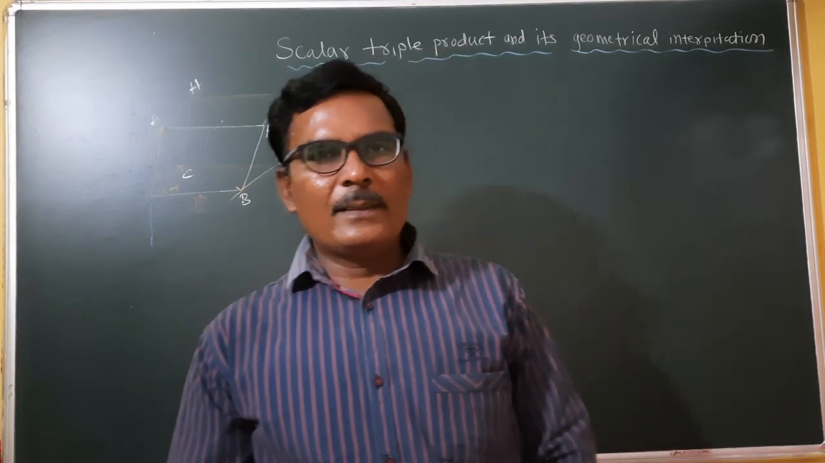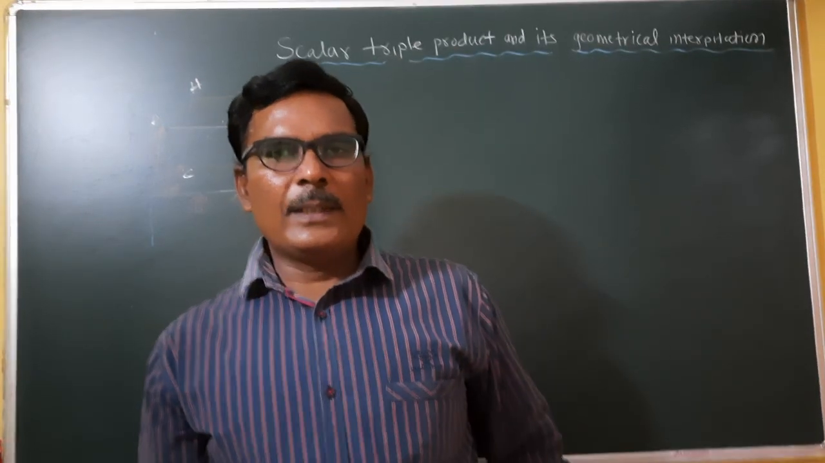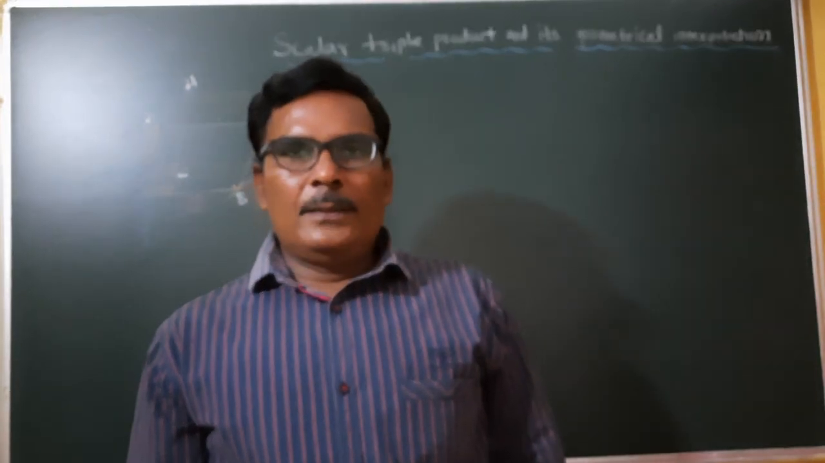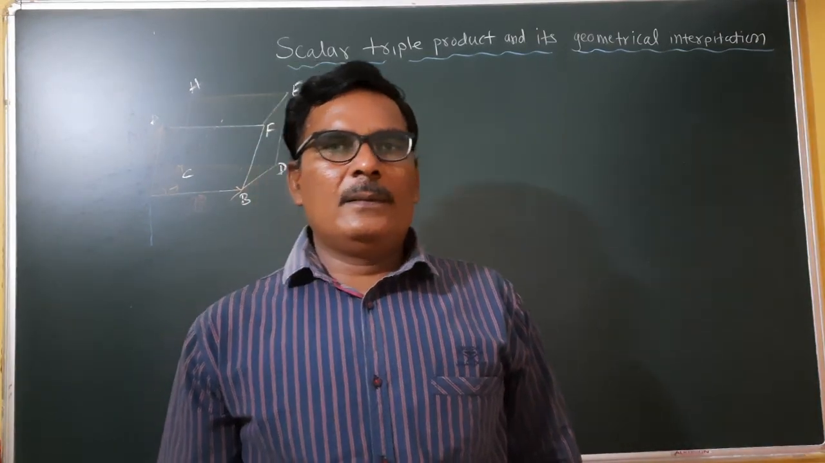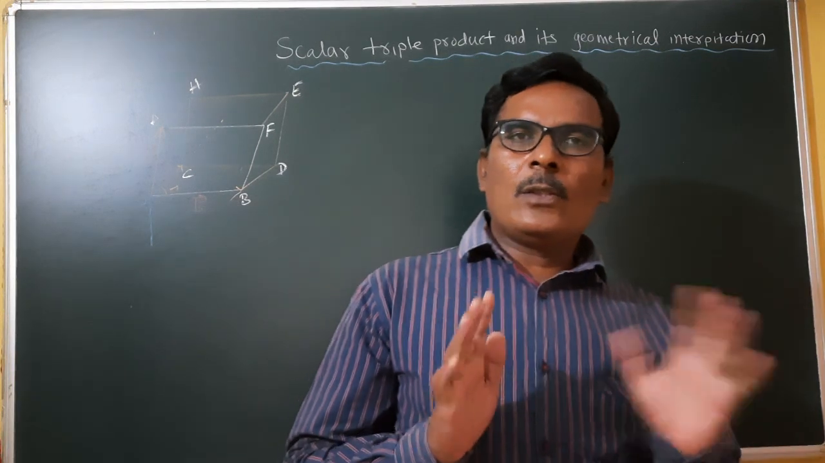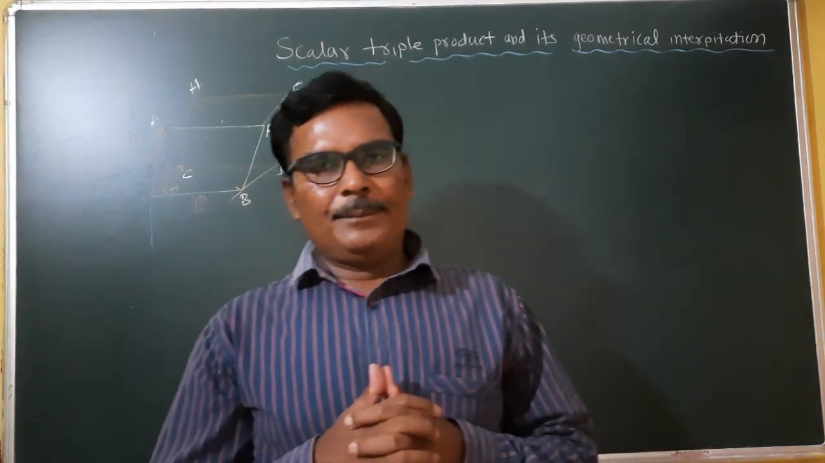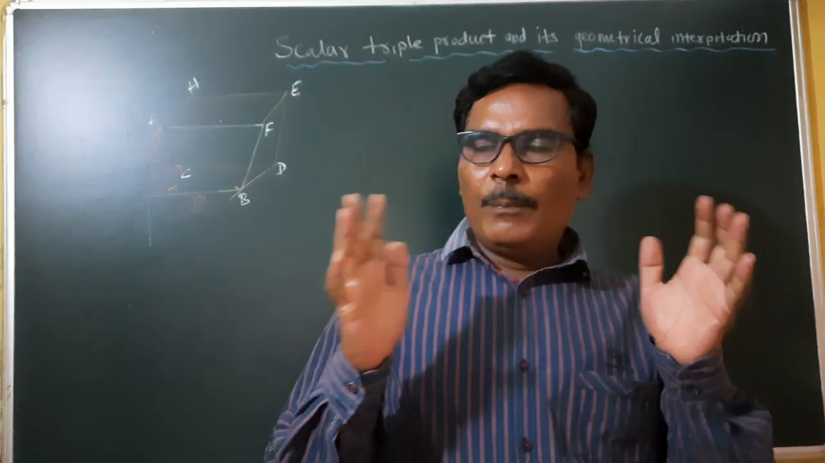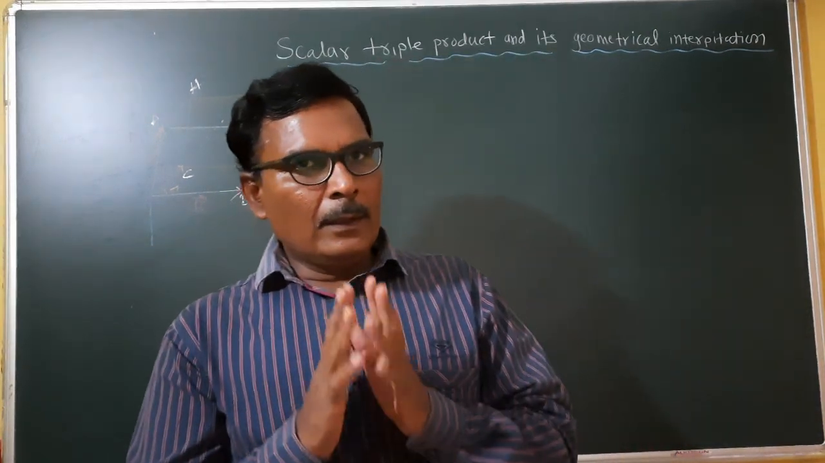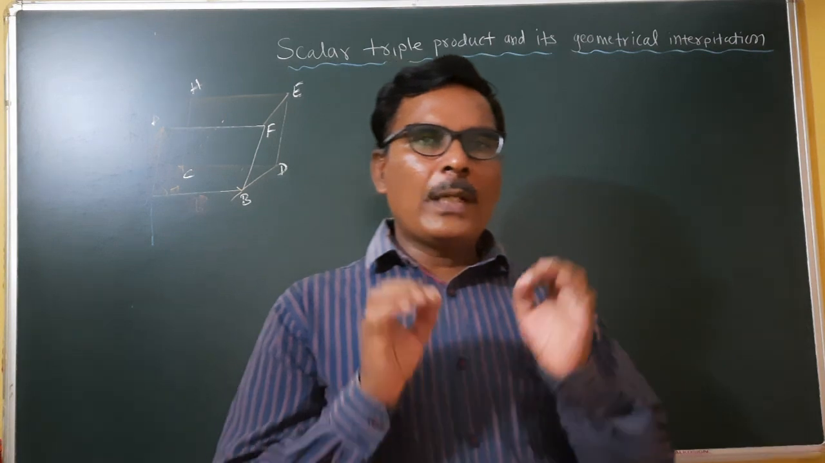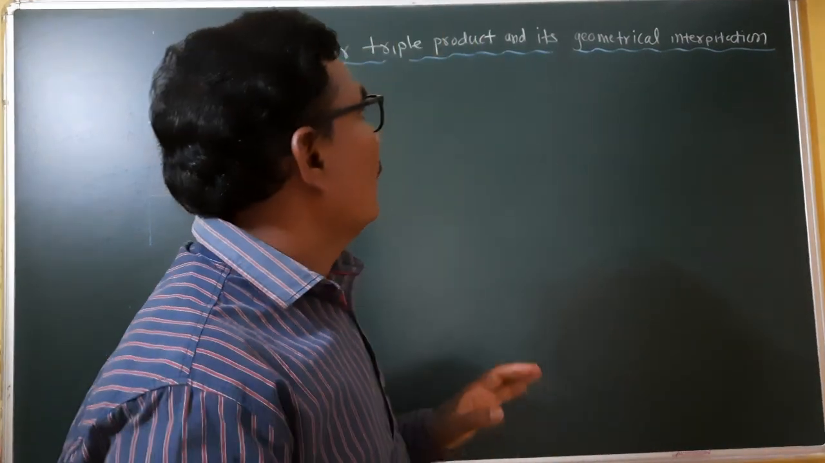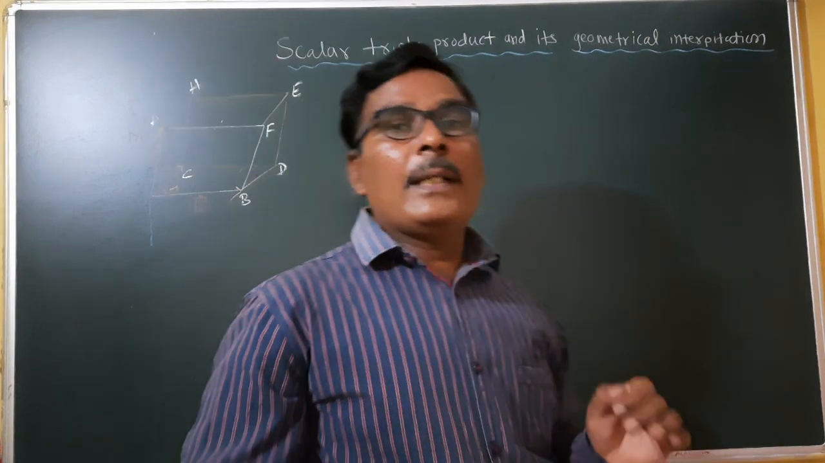Good morning, friends. In the last lecture we studied the scalar product and vector product, also called the dot product and cross product. These two products we studied in the previous lecture. In today's lecture we are going to discuss the scalar triple product and its geometrical interpretation.